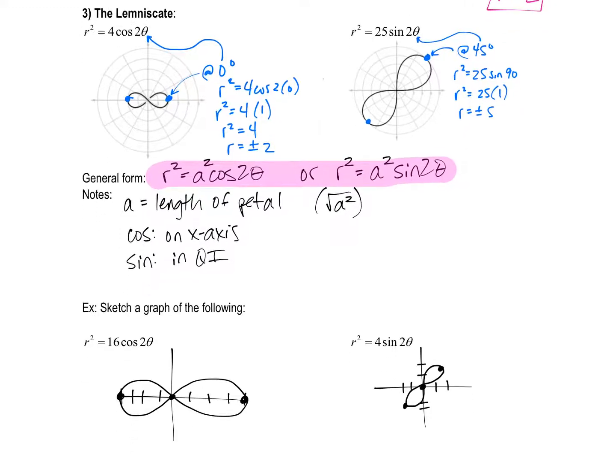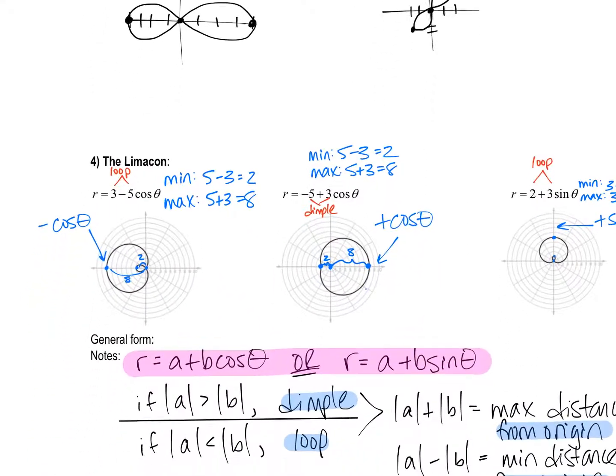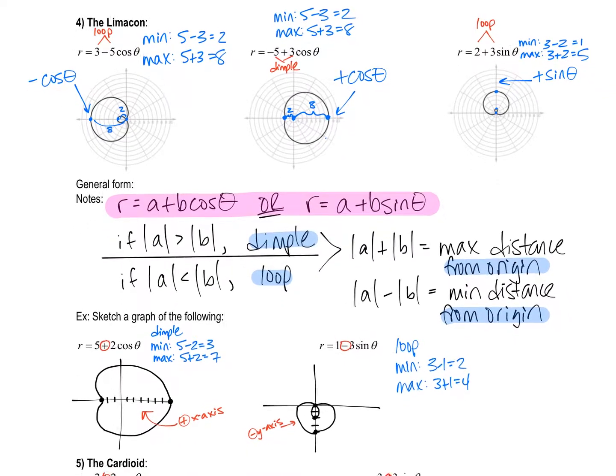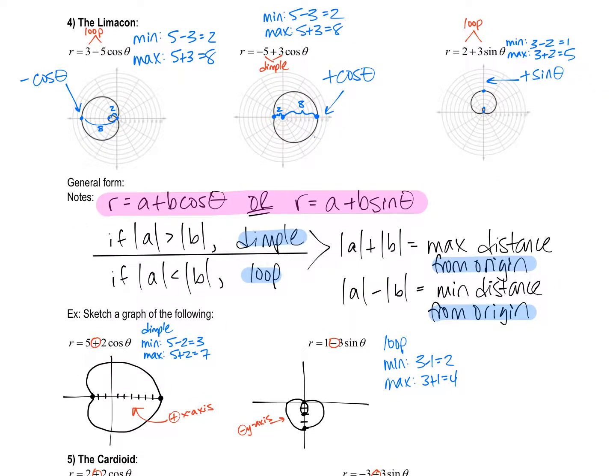Next one, the Lemniscate. This one was kind of tricky to come up with the rules for. But remember that the first thing we noticed was that if it was a negative cosine, it was going to be on the negative x-axis. That's similar to the rest of the graphs that we've been talking about. This one is a positive cosine, so the majority of it is along the positive x-axis. This one is a positive sine, so it's on the positive y-axis. So that's the first thing that we talked about.